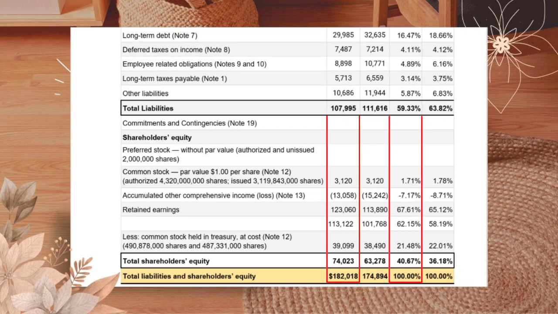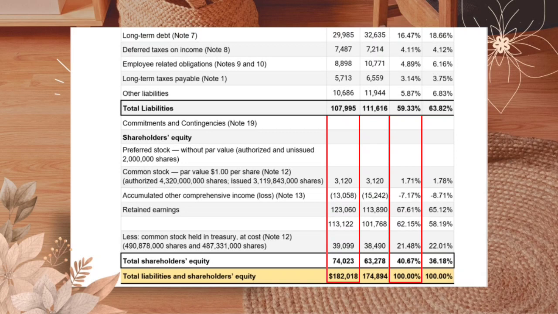40.67%. Or we could also divide 74,023 by the total asset of 182,018 multiplied by 100. Then we will get the 40.67%, which is for the total shareholders' equity.